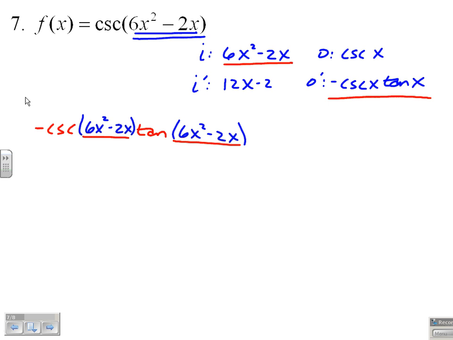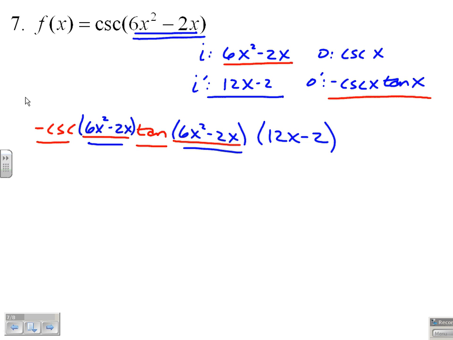What do I have so far? The outside derivative of the inside function. But I'm not done yet. If you look back on slide 6, I still have to take that times the inside derivative, because chain rule says it is the outside derivative of the inside function times the inside derivative. One more time. It's the outside derivative of the inside function times the inside derivative. And here's our inside derivative, 12x minus 2. It's a beautiful thing.